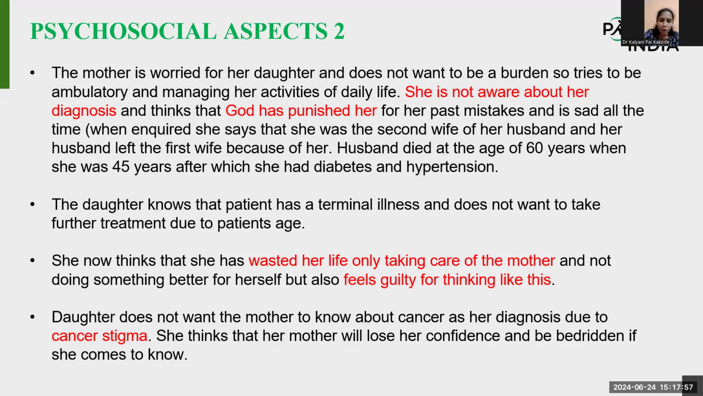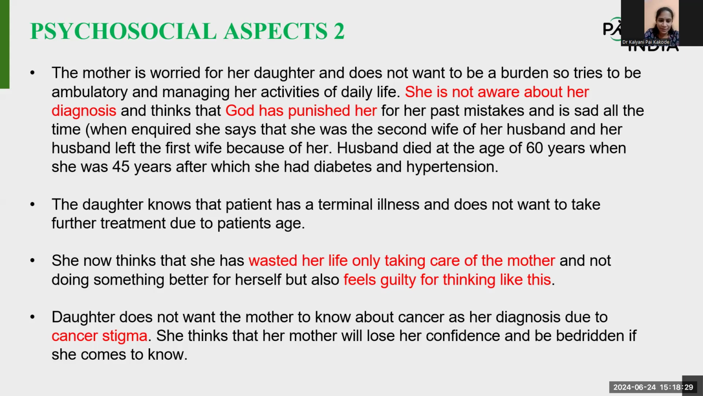Then the daughter already knows that the patient has a terminal illness, and she doesn't want to take further invasive treatments considering the mother's age, because the mother is the only living family member that she has right now. But she also thinks that she has wasted her life taking care of her mother, and she has not done something better for herself. So she feels guilty.